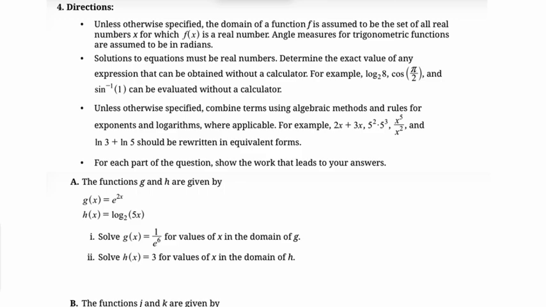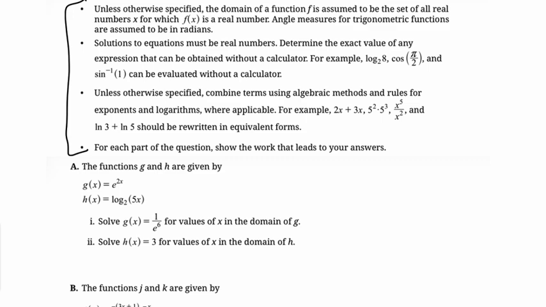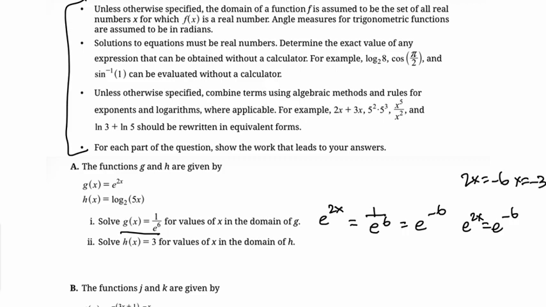Now for FRQ 4, we are given all of these instructions and guidelines. For question A, it tells us to solve g of x equals 1 over e to the 6. So we set g of x, which is e to the 2x, equals 1 over e to the 6. We can rewrite 1 over e to the 6 as e to the -6. So basically we just have e to the 2x equals e to the negative 6. Then you can take the natural log of this and get 2x equals negative 6, so x equals negative 3.